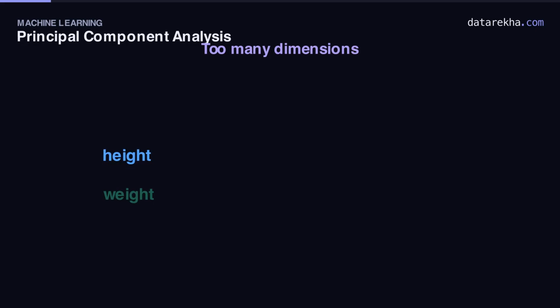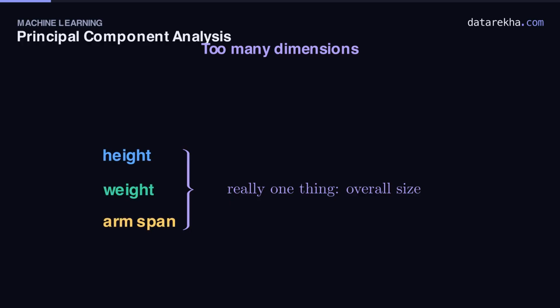Imagine measuring a room full of people. For each person, you jot down their height, their weight, their arm span. But these three numbers are not really independent. Taller people tend to weigh more and reach further. Almost all of the variation is just one hidden thing: overall body size, dressed up as three columns.